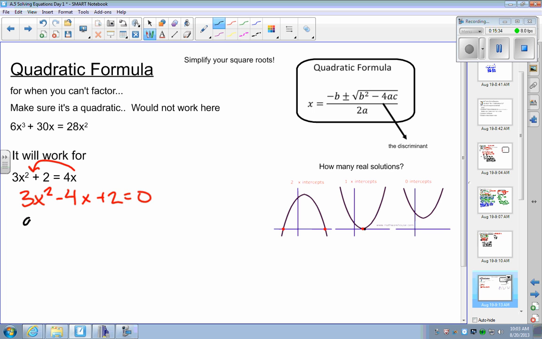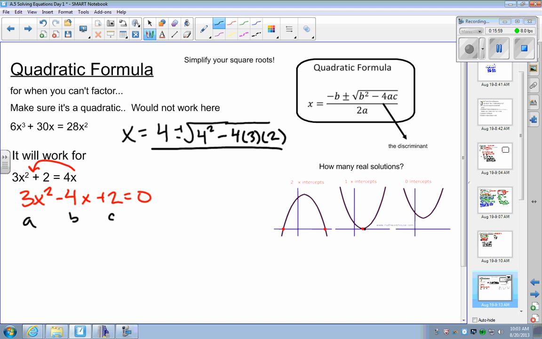Now you have your A, B, and your C values. So you guys have done these before. Opposite of B is positive 4. Notice I'm not even putting the sign in there, because no matter what it is, it's always going to be 16, whether it's a positive or a negative. Minus 4 times 3 times 2. Everything's all over 2 times 3. Okay, so let's start simplifying. So this is 16 minus 24 all over 6.